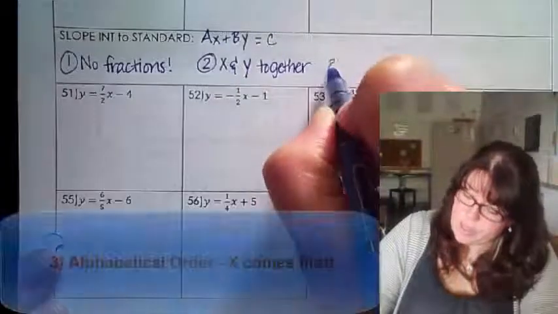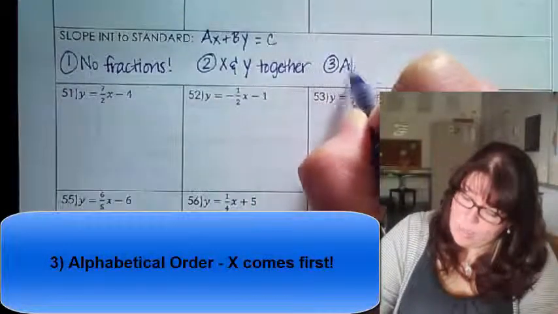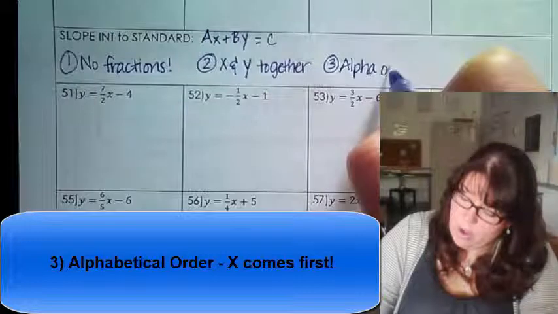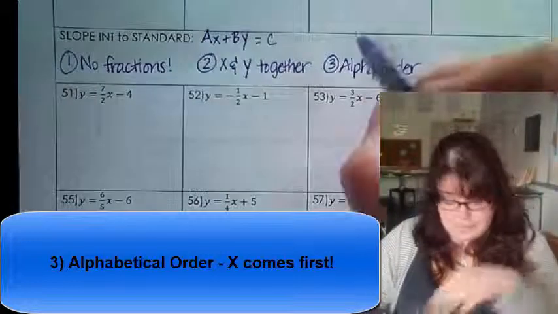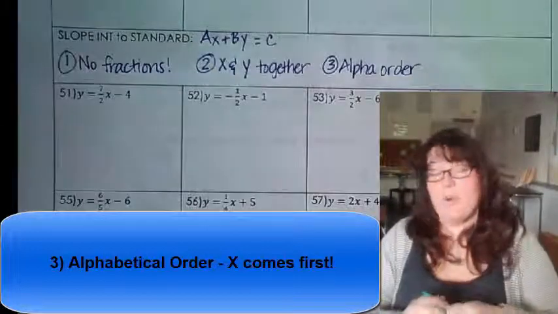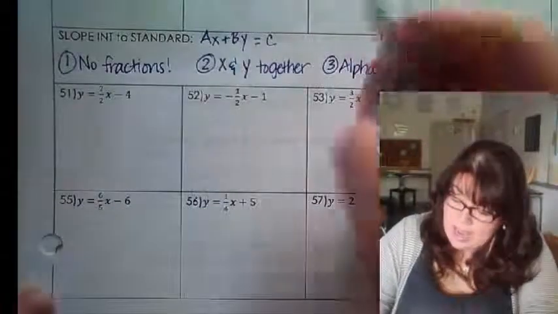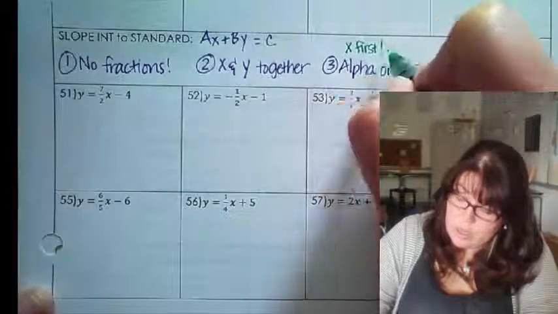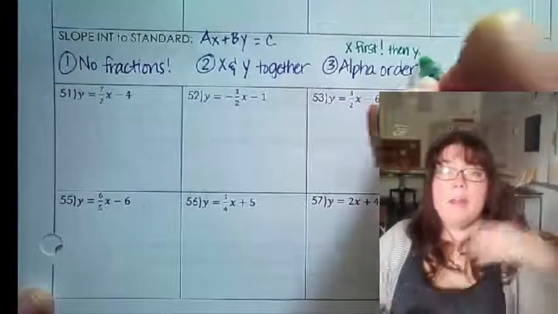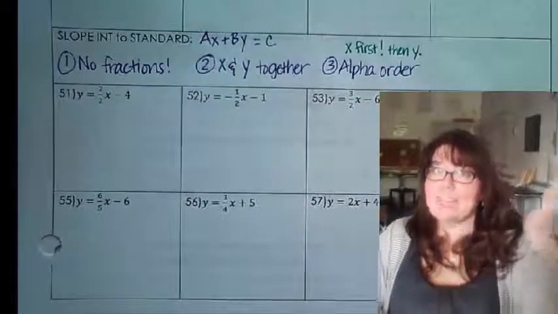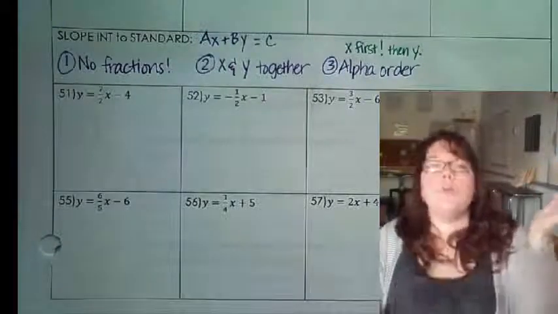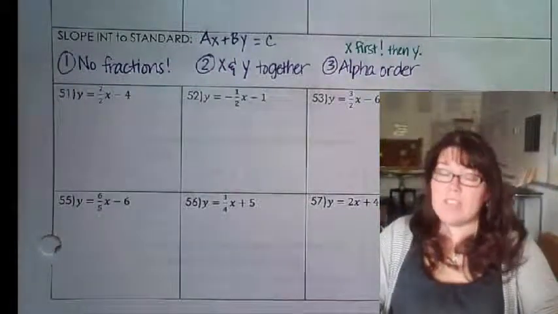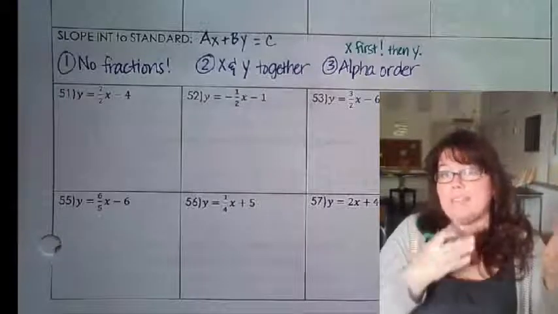The third thing you want to do is put them in what I call alpha order. That means they're both on the left and x comes first, then y. Because in alphabetical order, it's x, y, z. So we want x to be in the front. So when you line them up, make sure you put x in the front.